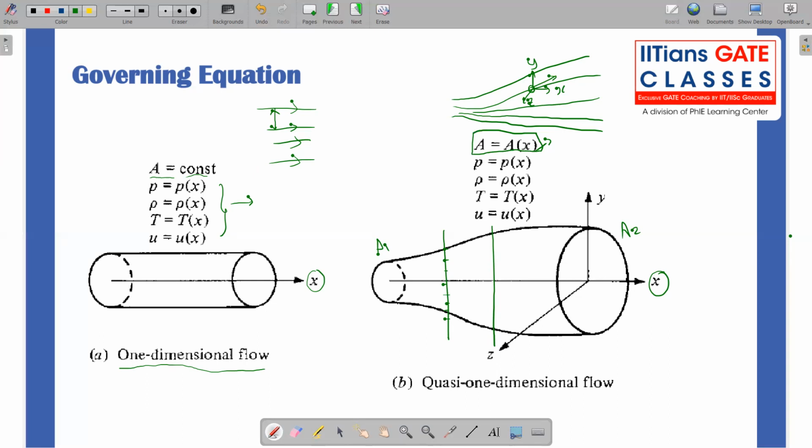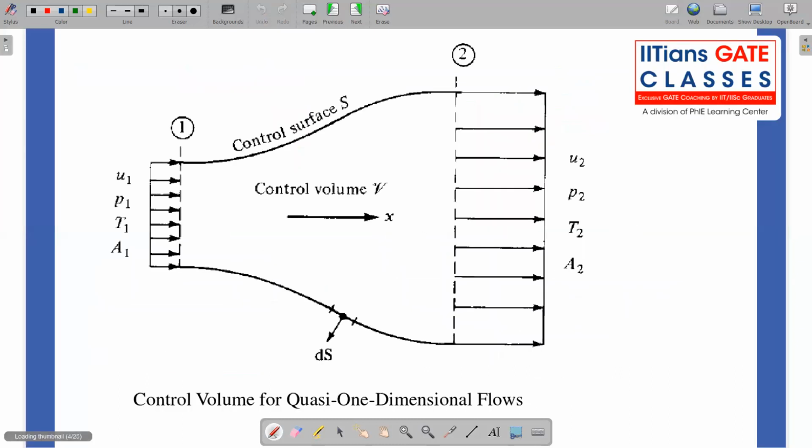Straight and clear. So now what we are going to do is, as simple as that, we followed it multiple times now. We are going to analyze it through control volume analysis. So let us try to draw a control volume enclosing this diverging, or whatever, variable area duct, right? So see here, I have a control surface through which a flow is entering in x direction. So this is my x direction.